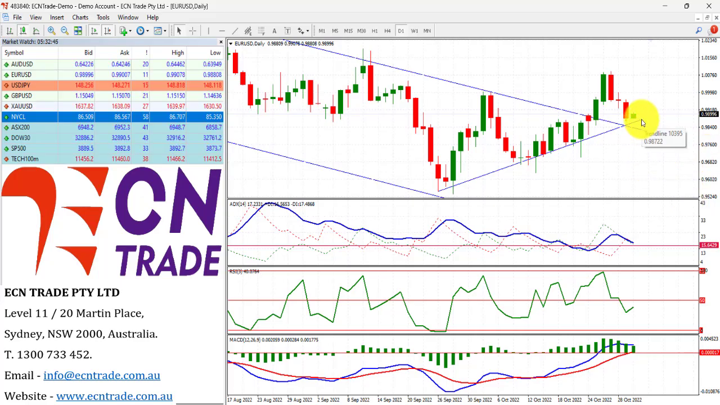Nevertheless, I feel that the euro still has potential to climb up towards 103 as an initial target and 101 as an interim target. And therefore, as long as we remain above this trend, the bulls are likely to navigate higher.